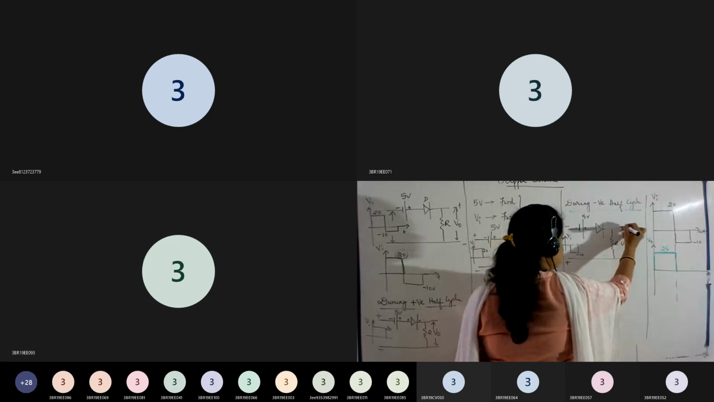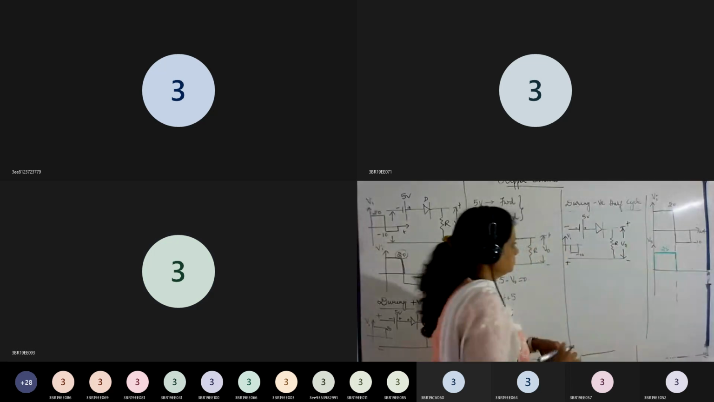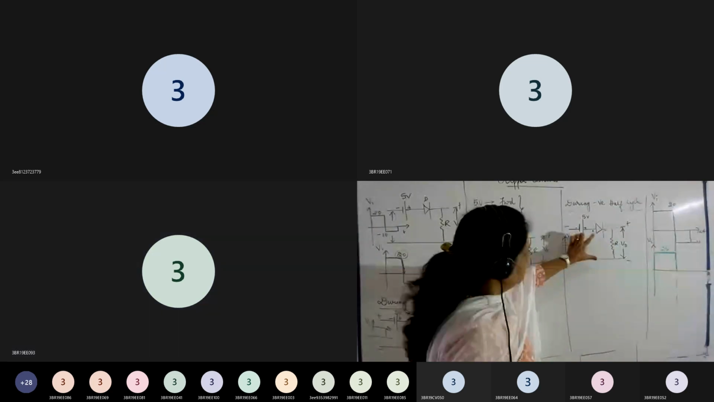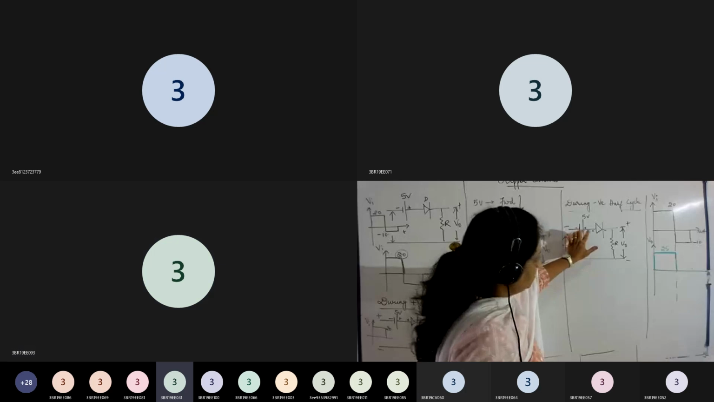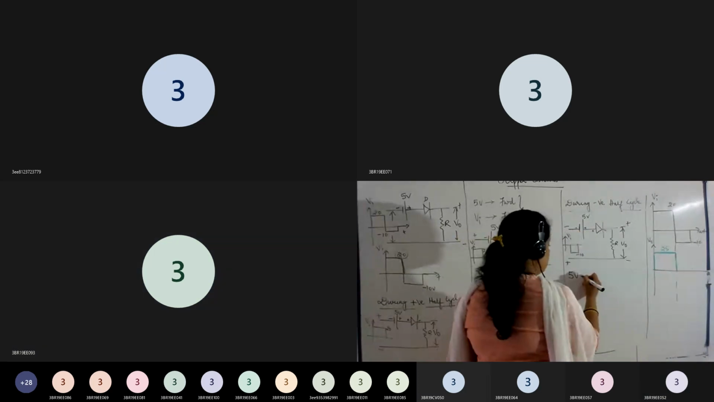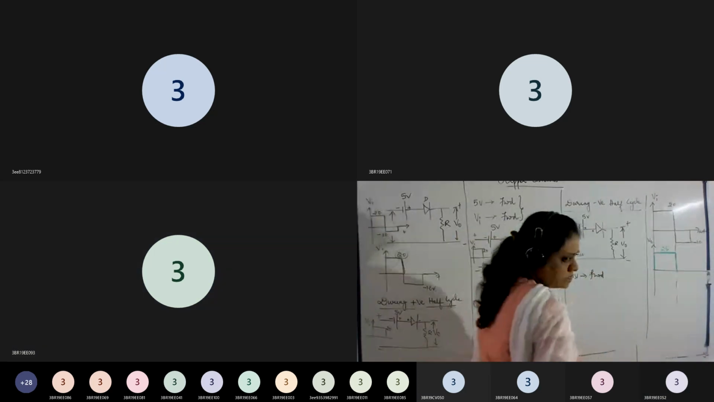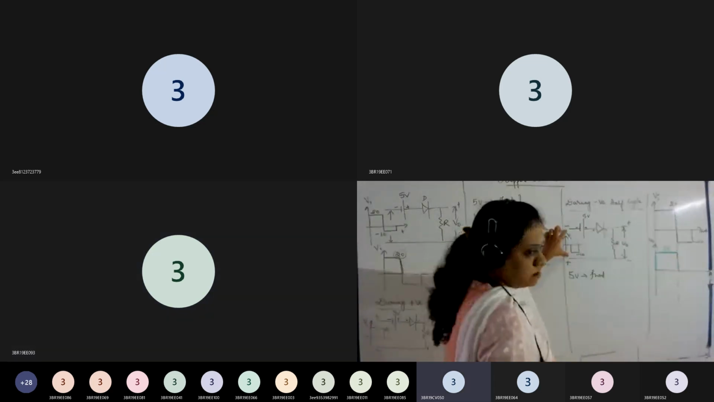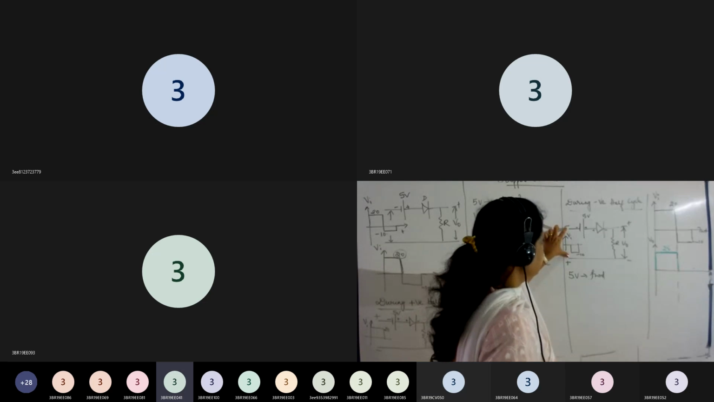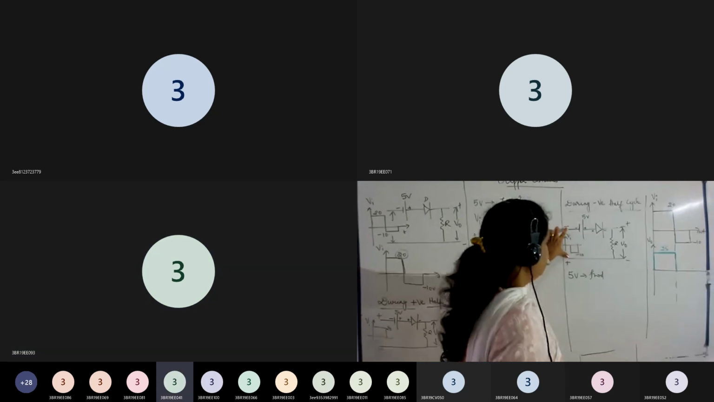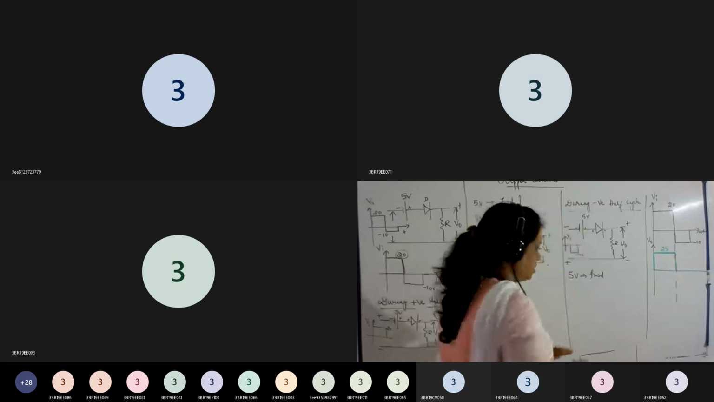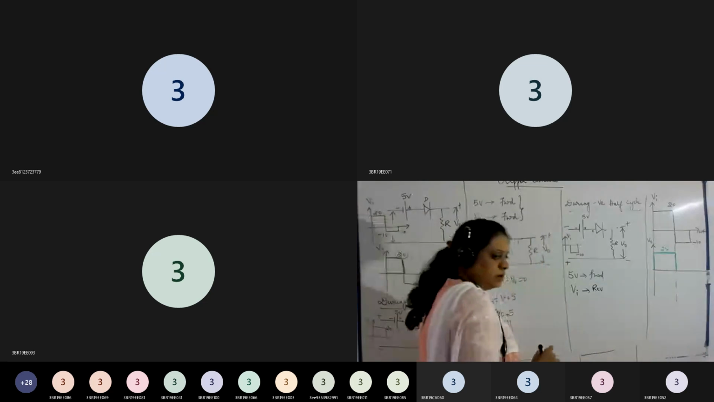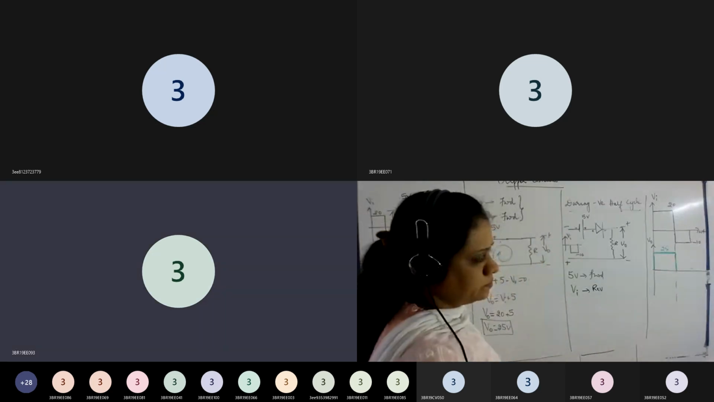How is the 5 volt battery connected to the diode? Positive is connected to positive. Yes, 5 volt is making the diode forward biased. But if you come to Vi, how is Vi connected? Reverse bias. The negative of Vi is connected to the positive of the diode. Therefore, Vi is making the diode not conduct. It is nothing but reverse bias. Agree?